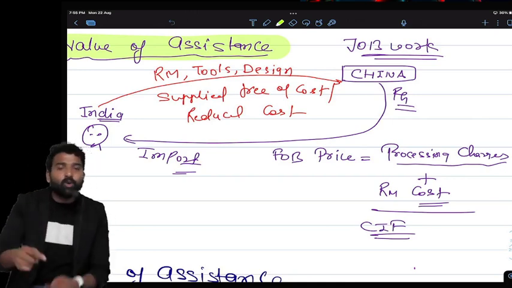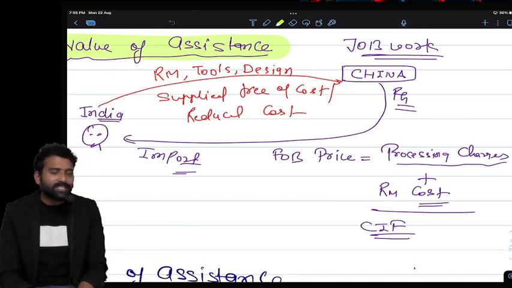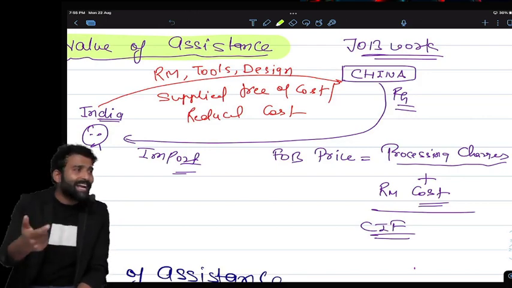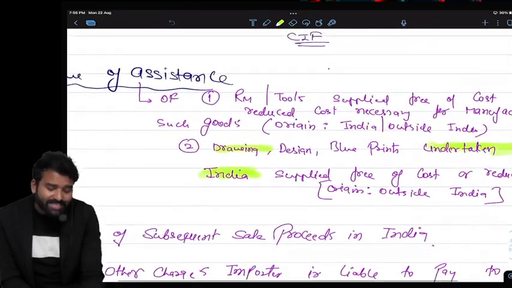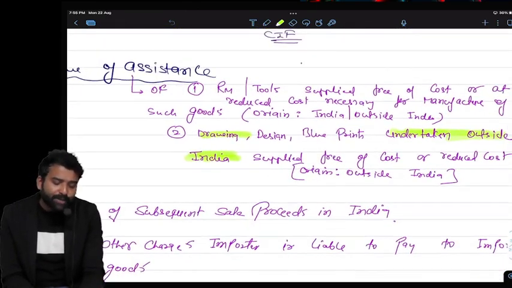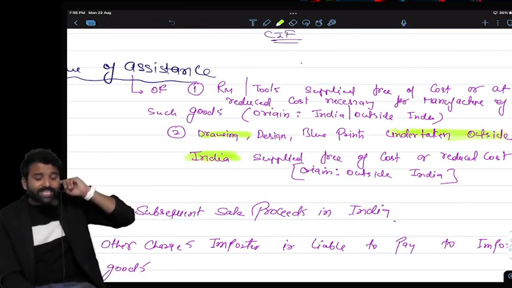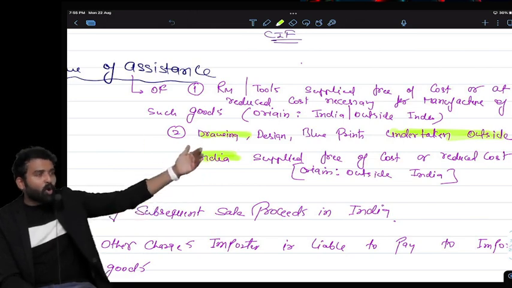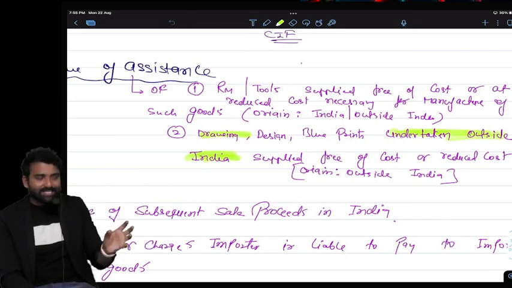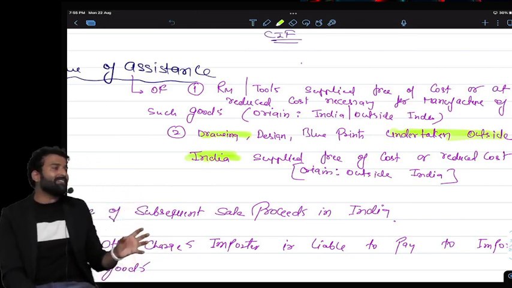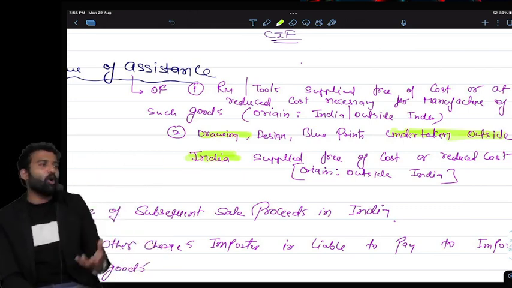So now what I will do, I will add the value of assistance. I will add the value of the raw material I supplied to the Chinese job worker free of cost. I will add the designing cost that I have incurred and supplied free of cost. So what is the value of assistance? If raw material or tools are supplied free of cost or at reduced cost to the job worker abroad, or I have sent the drawings, designs abroad, then that amount will be added in my FOB value, because my FOB value is not the actual intrinsic value of the commodity. My FOB value will only be the processing charges.